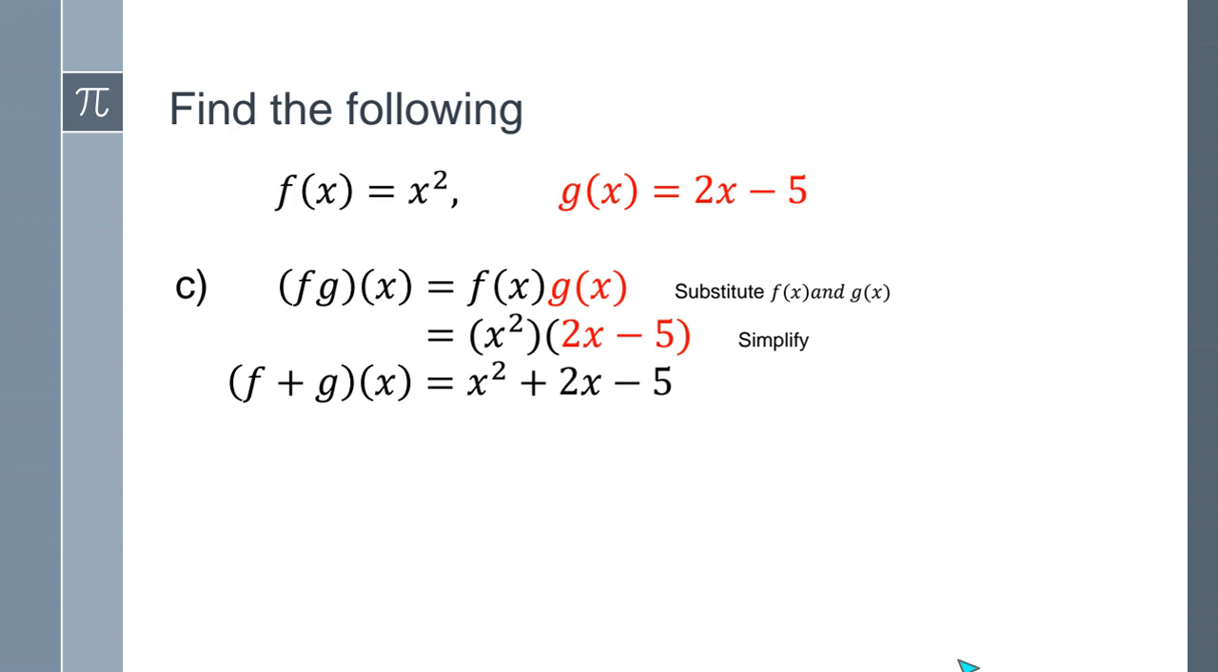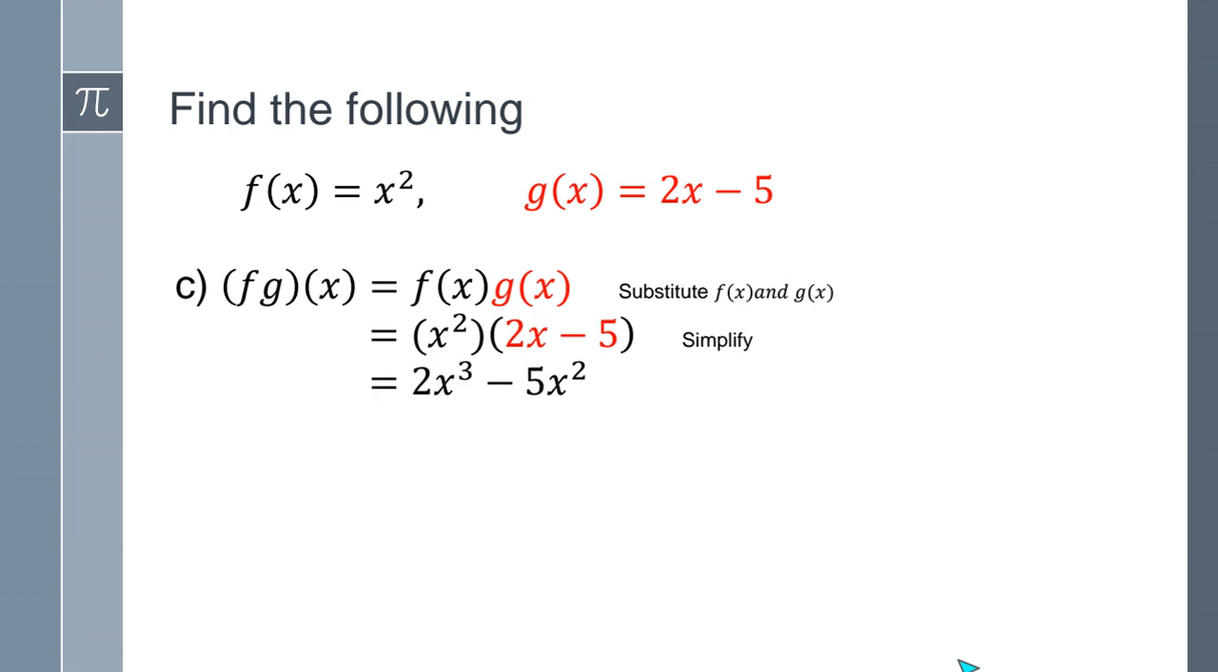So x squared times 2x is going to give me 2x cubed. X squared times minus 5 is going to give me a minus 5x squared. Now again, these two are two different terms. This one's a cube, this one's a square, so I cannot combine like terms. So this would be my answer. Okay. All right. So again, f times g of x.